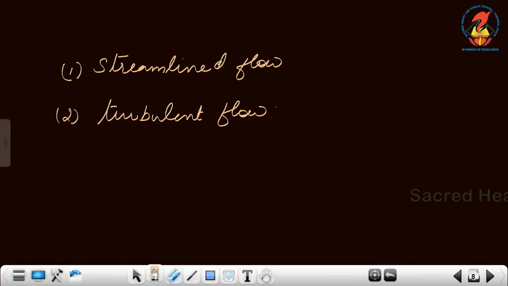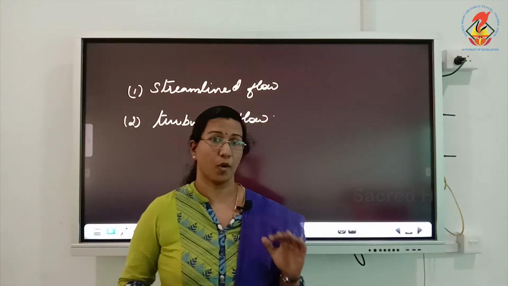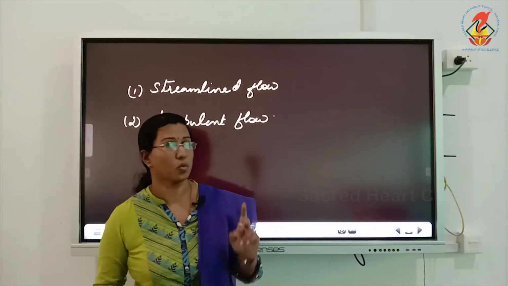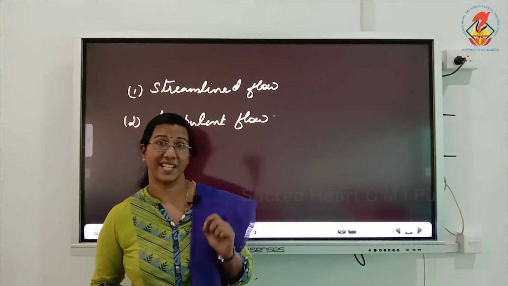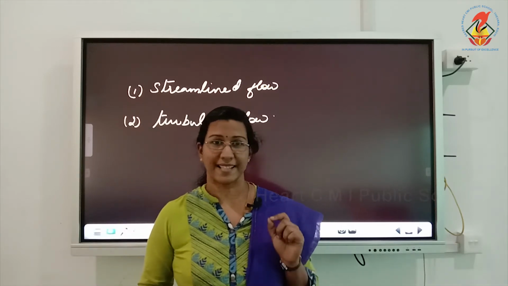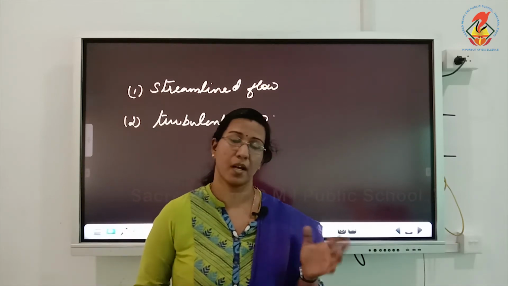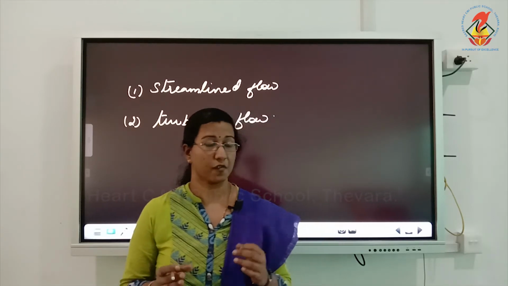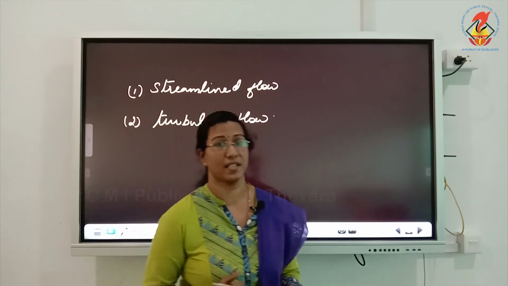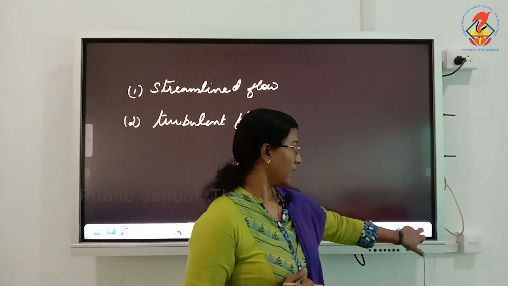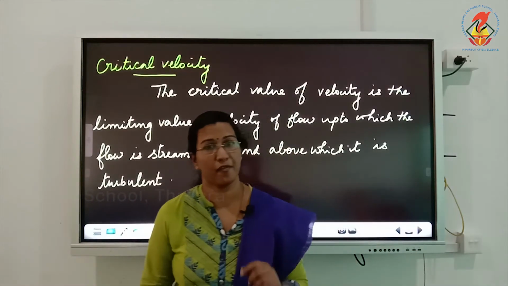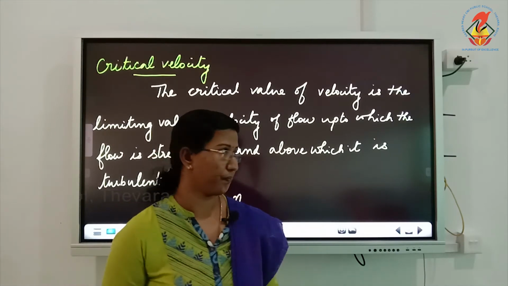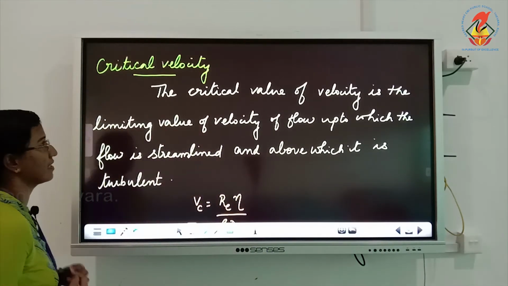Now, this classification for the flow of fluid is based on two terms. First one is known as critical velocity and second one is a dimensionless number known as Reynolds number. So, first let us see what is critical velocity and what is Reynolds number, then study about streamlined flow and turbulent flow.